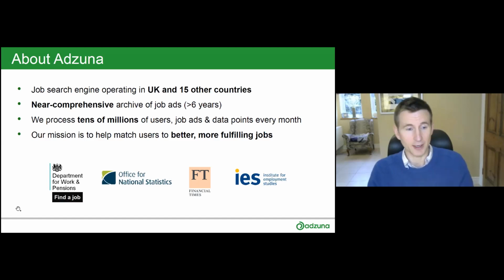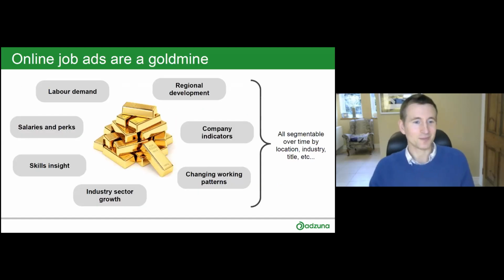So if you could flip to the next slide, this is really my core message actually, which is that online job ads, hopefully everyone on this workshop already knows this, are an absolute goldmine of data. So very briefly whizzing around these points, labor demand, obviously job ads give you a fantastic insight into which companies are hiring, what types of jobs they're looking for, salaries and perks. Everyone knows that salaries are on job ads, that's fine. But perks is actually an interesting angle that not many people have looked at, and that data tends to be buried in the job description, which is something that I'll come onto a little bit later.